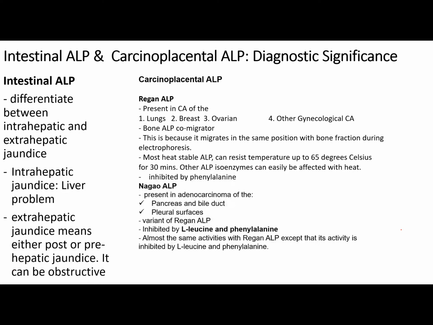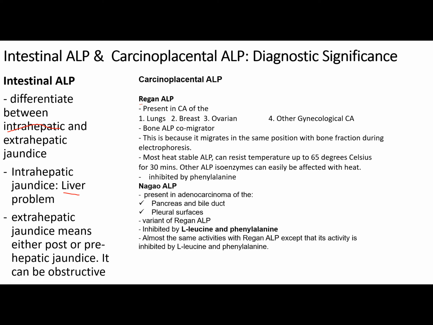Now let's go to the last two, the intestinal and the carcinoplacental ALP. So the intestinal ALP, class, is used to differentiate between intrahepatic and extrahepatic jaundice. Kapag intrahepatic, meaning it's related to the liver. Kapag extrahepatic, class, it's basically a post or prehepatic jaundice, and it can usually be obstructive. Then we have your carcinoplacental ALP. Now, under carcinoplacental ALP, please remember this.